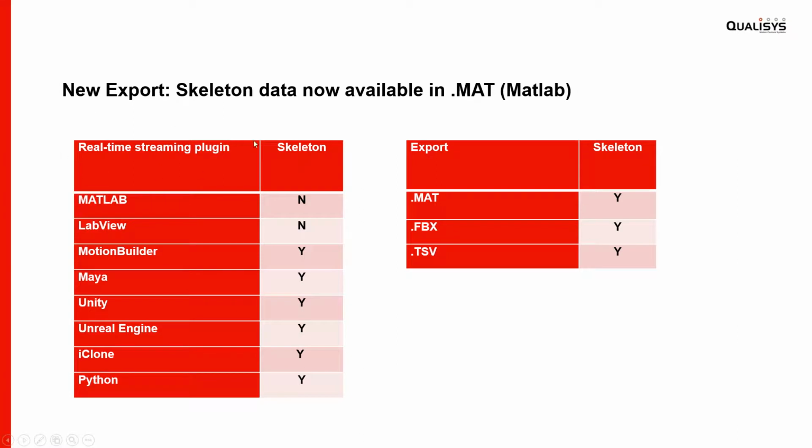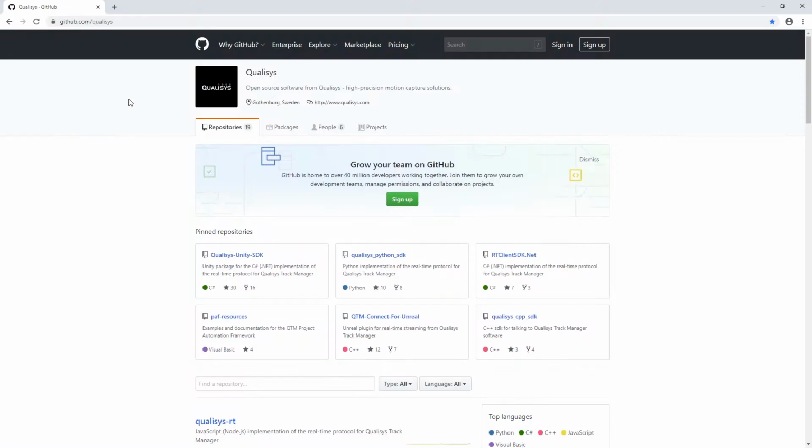Regarding the streaming, we can stream data, for both marker sets, to MotionBuilder, Maya, Unity, Unreal, and iClone, and you can use the Python plugin also. Most of these plugins are available on our GitHub account. If you go to GitHub/Qualisys, you can have access to all the plugins and start to play with the skeleton data if you want to.